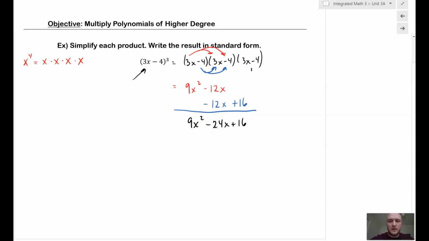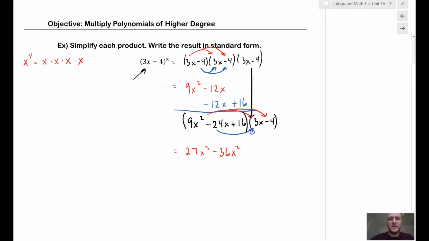And I know you're like, hey, what about this guy? Well, this binomial, I don't know if it's a guy or a girl, okay, is 3x minus 4. It just comes down. So now what we're going to do, right, is take the product and multiply times that 3x minus 4. Okay, so we have to do it again. Okay, so 9x squared times 3x, 27x cubed. Okay, 9x squared times negative 4, negative 36x squared.